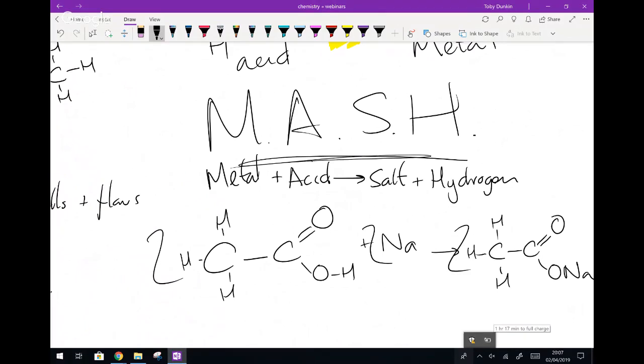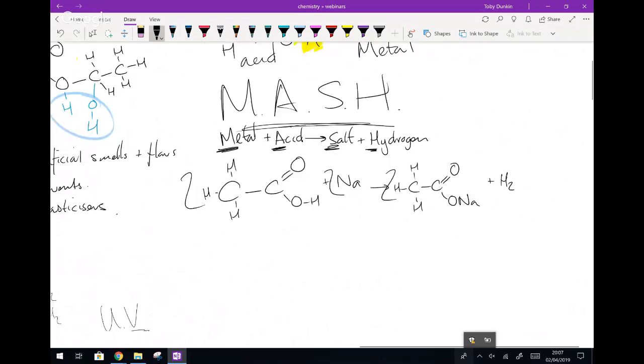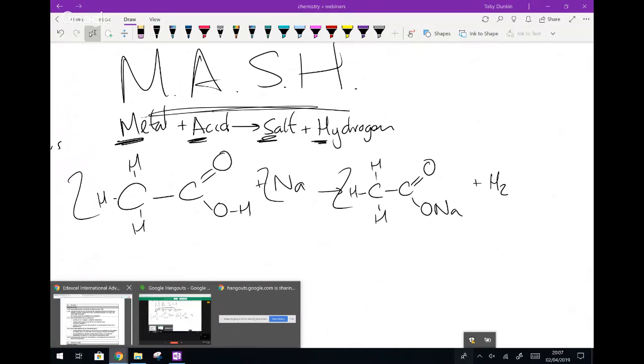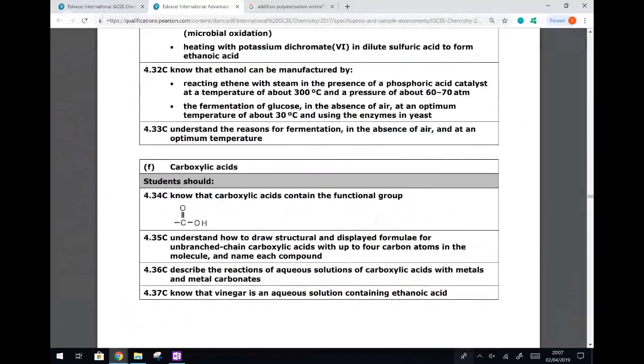There we go. Metal plus acid gives salt and hydrogen. MASH. That's all. That equation you do not need to know. But I just want to show it to you on the mark scheme because it's there. And there it is.